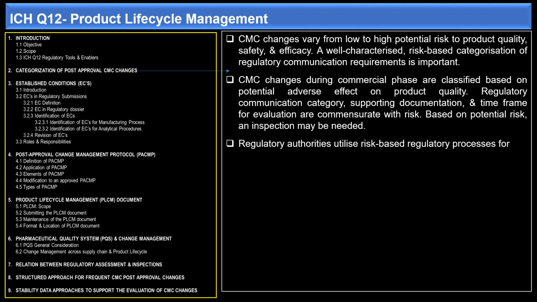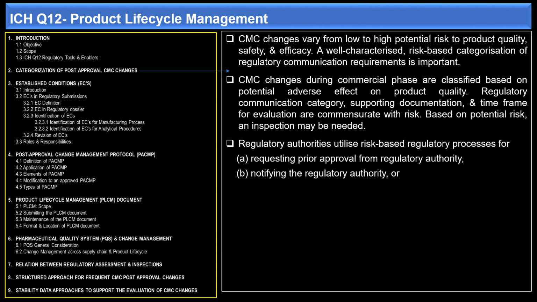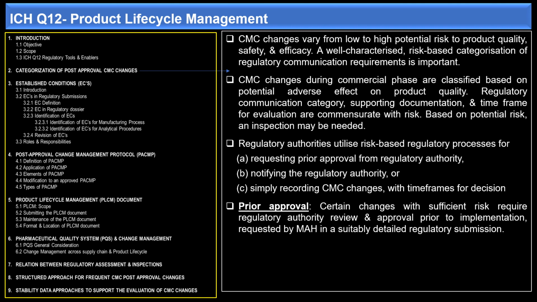Regulatory authorities utilize a risk-based approach for regulatory processes to categorize the risks and the notification into three different categories. First, requesting prior approval from the regulatory authority to implement a change; second, notifying a regulatory authority about a change and implementing it; and third, simply recording the CMC changes within timeframes for decision.